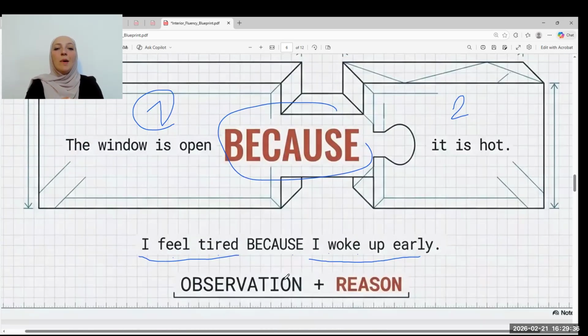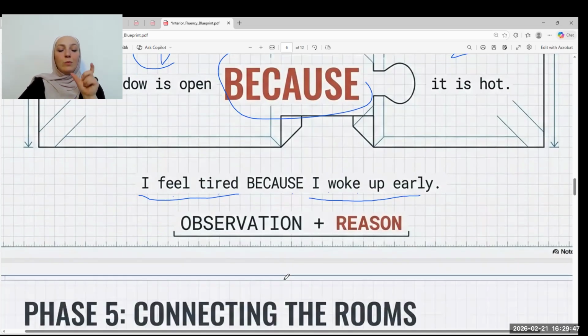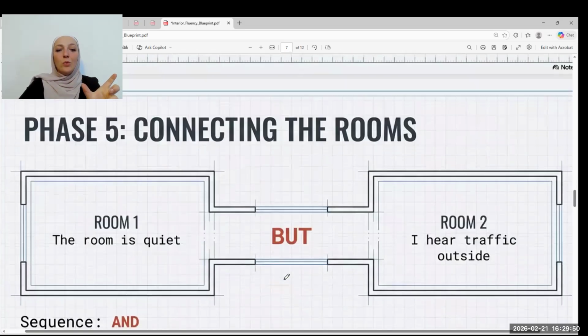When you want to talk about something, the observation، الملاحظة شو هي؟ I feel tired, the window's open, with the reason, all right? So from a simple sentence, you're having a bigger one.